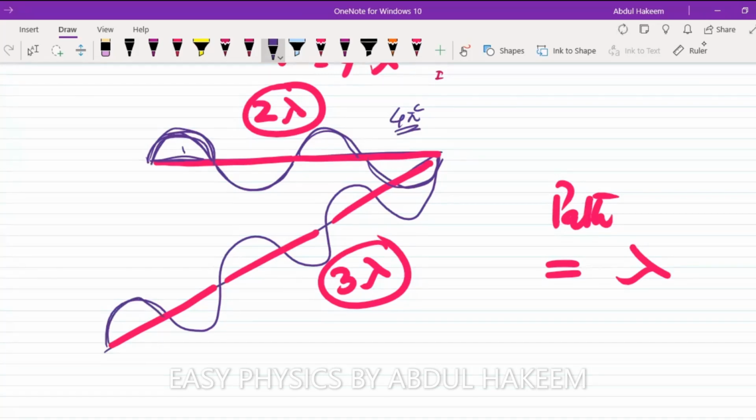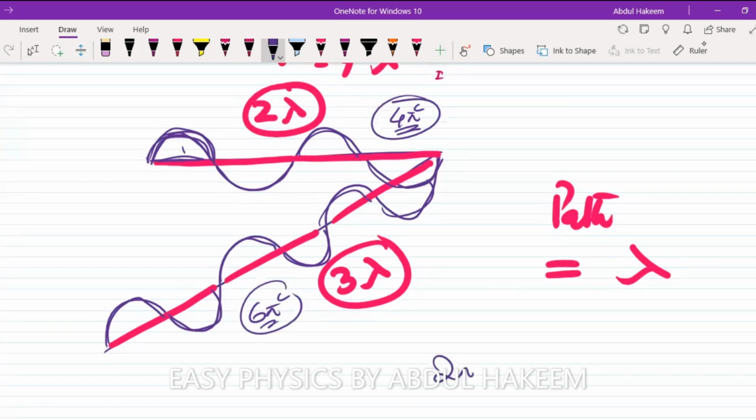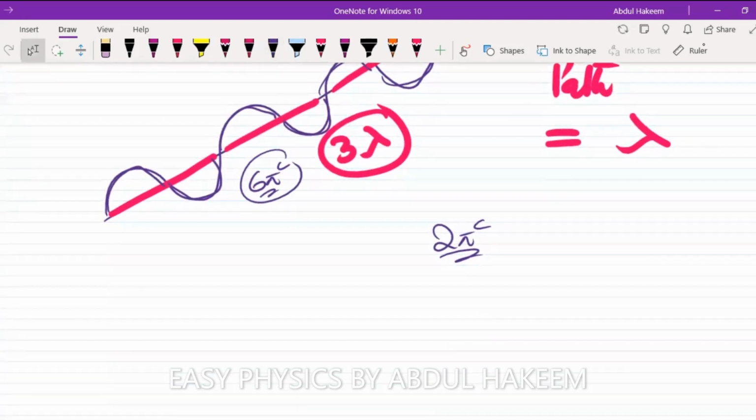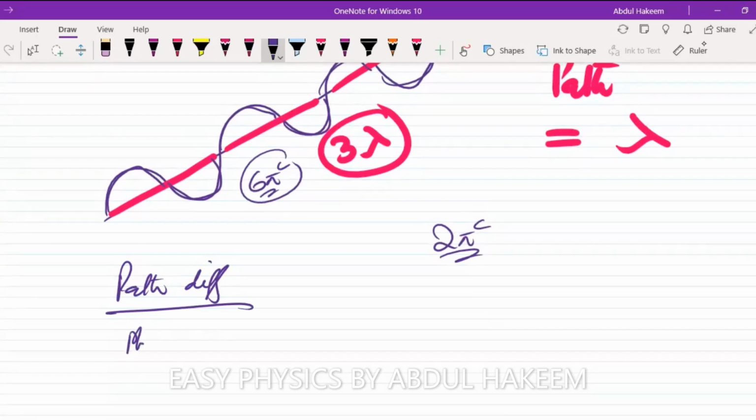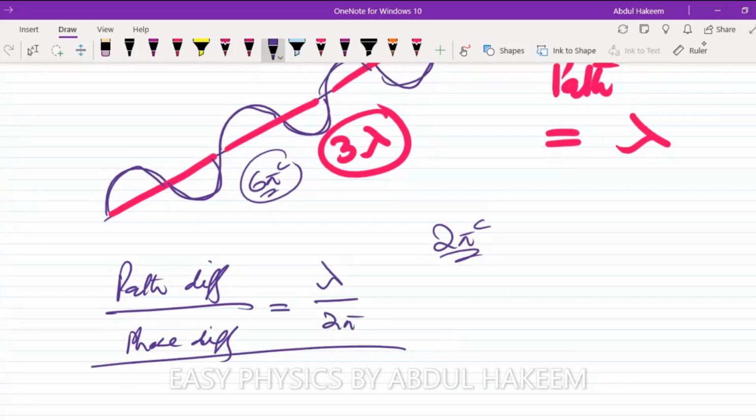And here 1 pi, 2, 3, 4, 5, and 6 pi. This is 6 pi radian distance. Now the phase difference is 6 pi minus 4 pi, so the phase difference is 2 pi radian. So the phase difference is represented in terms of pi radian. And do remember, the ratio of the path difference to the phase difference is equal to lambda divided by 2 pi.